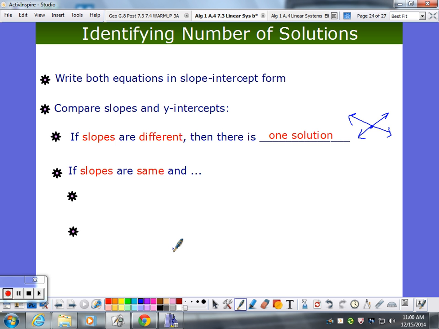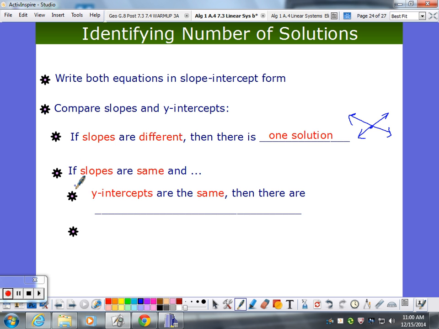Now if the slopes are the same and your y-intercepts are the same, then what? What can you say about the solutions? When that happens, you have the same line. There are infinitely many solutions, and those solutions live along this line. The xy pairs on that line.